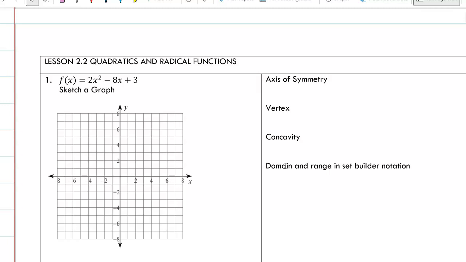Axis of symmetry. Now this is in standard form, right? The axis of symmetry can be found using part of the quadratic formula, negative b over 2a. So therefore, using a equals 2, b equals negative 8, and c equals 3. The reason I like doing that is just to check myself, just to give me an extra step for checking. Okay, 8 over 4, which equals 2.